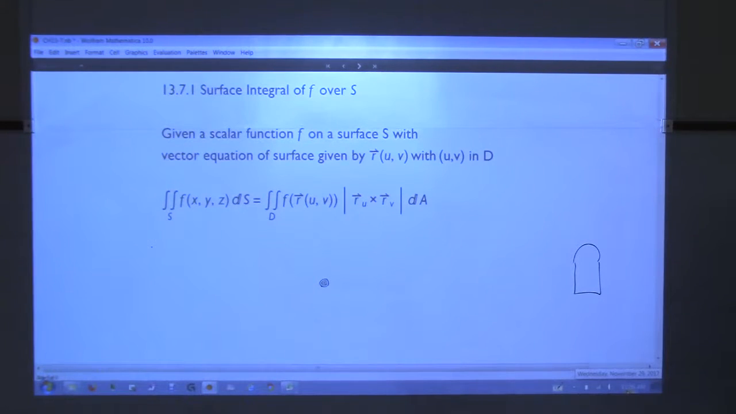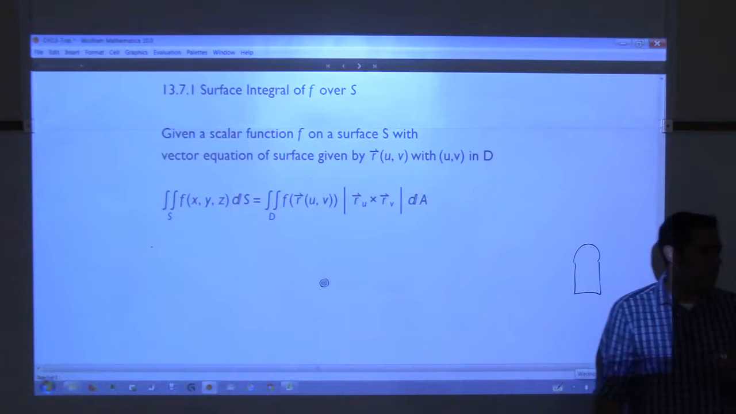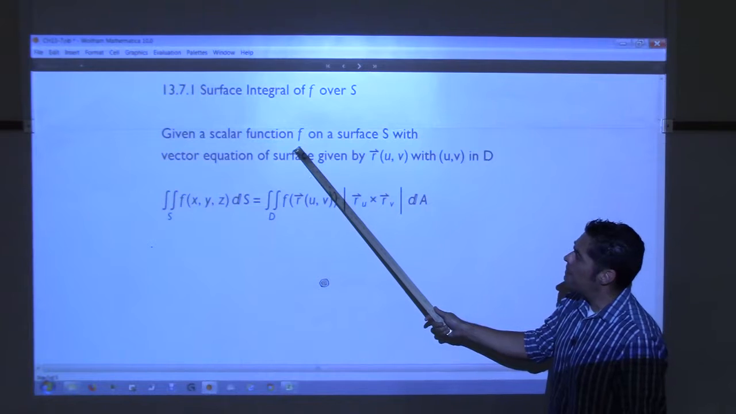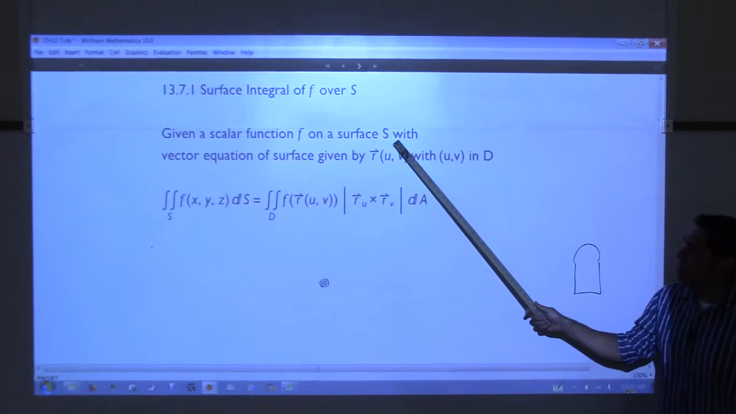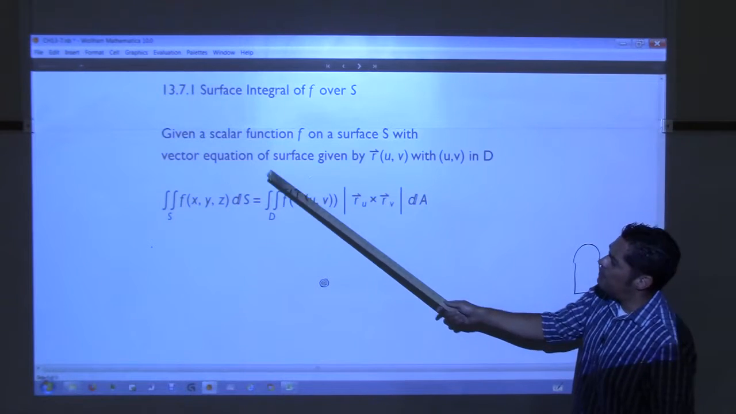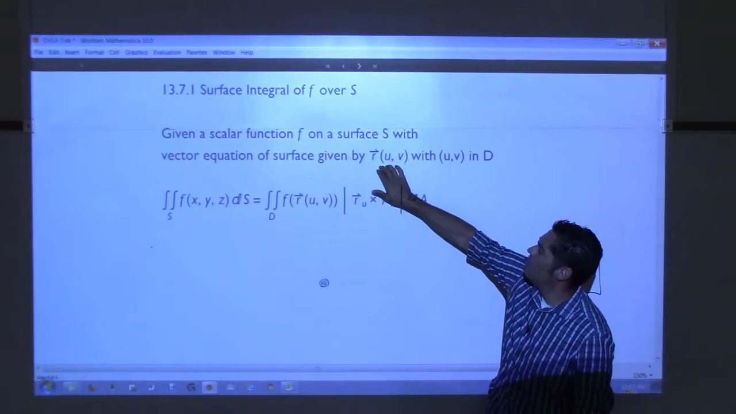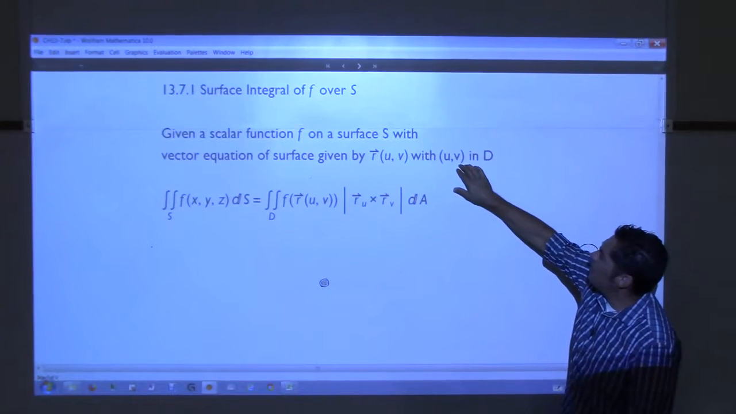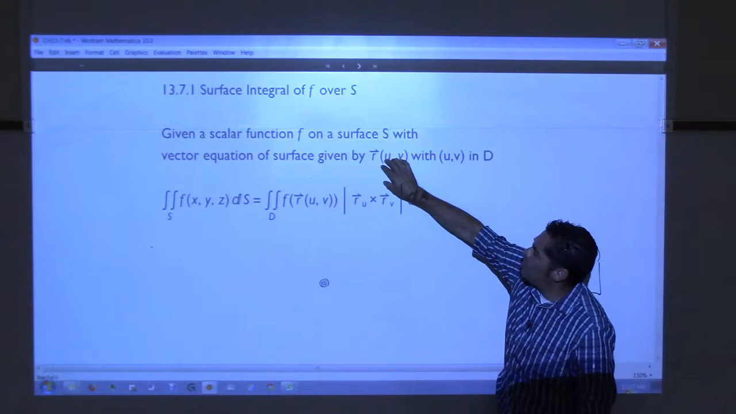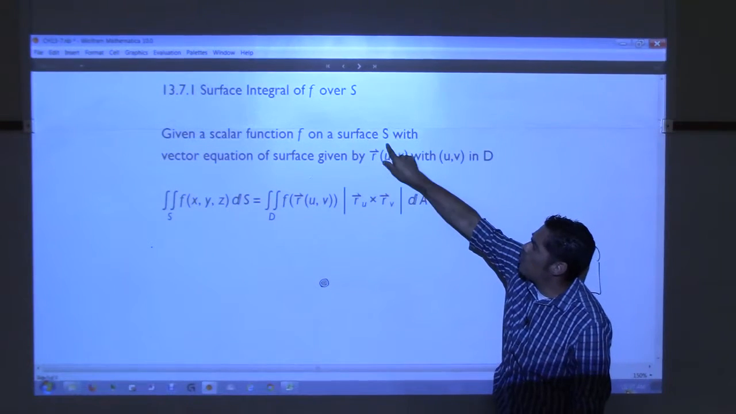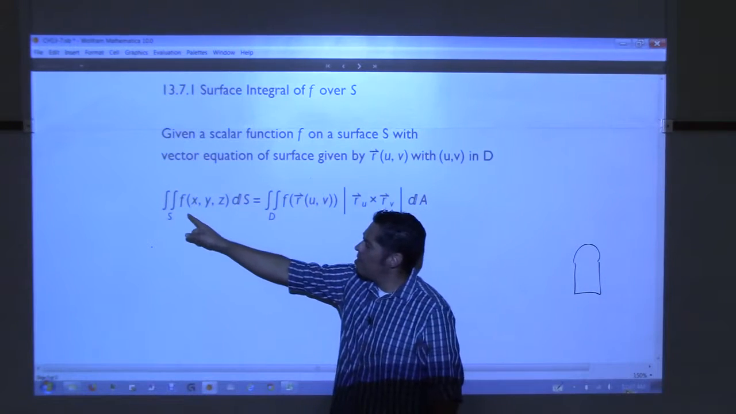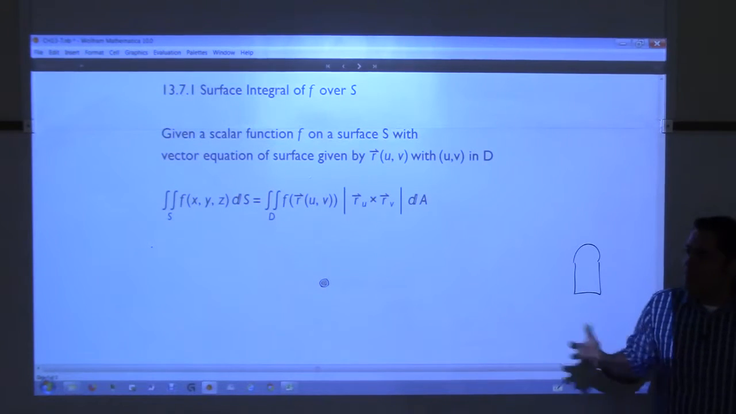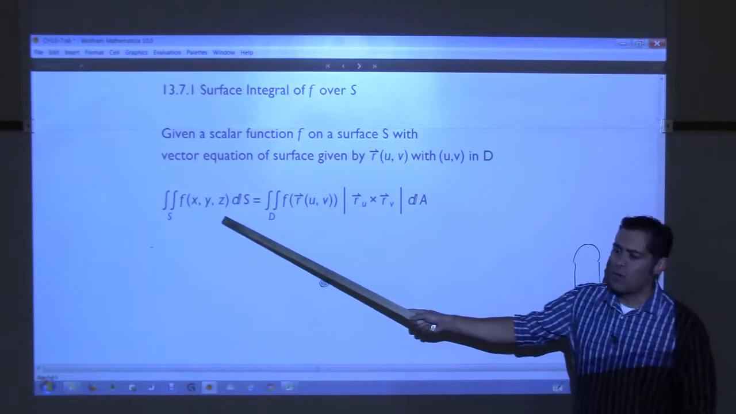All right, given a scalar function, so we're still talking about scalar functions. We are not talking about vector fields yet. So we have a scalar function f that is defined on a surface capital S. That surface capital S has a vector equation that is given to us by some surface, r of u v. So r of u v, where u and v are the domain of this, draws a surface, right? That surface we're calling S. If we want to evaluate some scalar function at every point along that surface and then add that up, then we get what we call a surface integral.